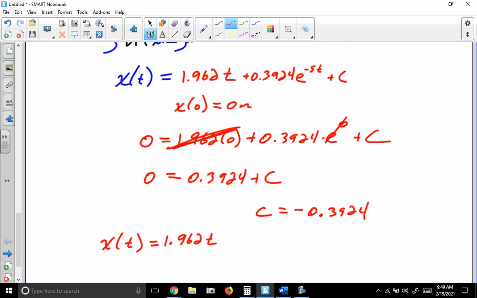So that makes our position function 1.962t plus 0.3924 e to the negative 5t, and then our constant is negative 0.3924. So that's our position function. And then if we need to know what its position is at any moment, then we can put that value in for t.